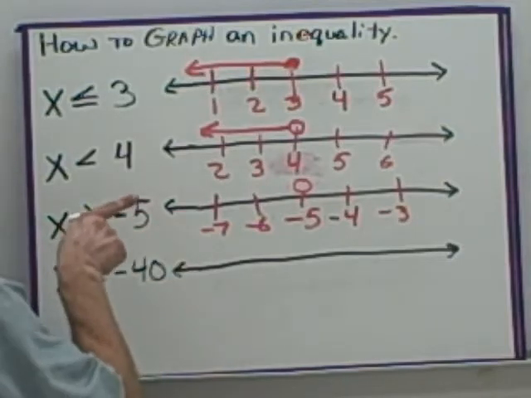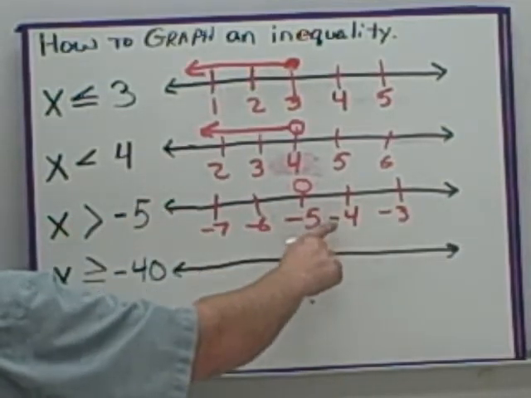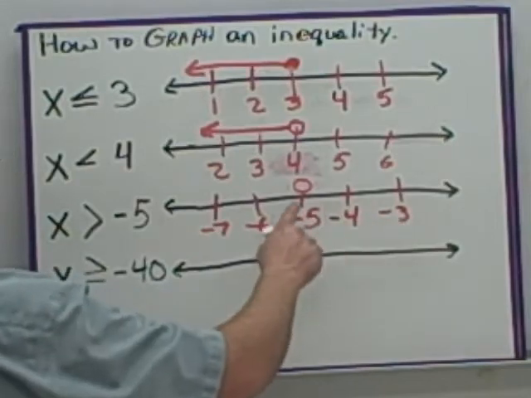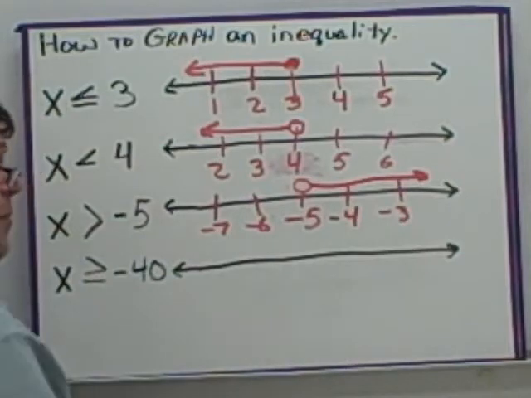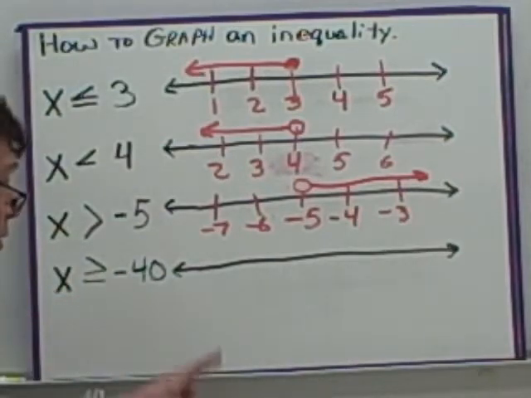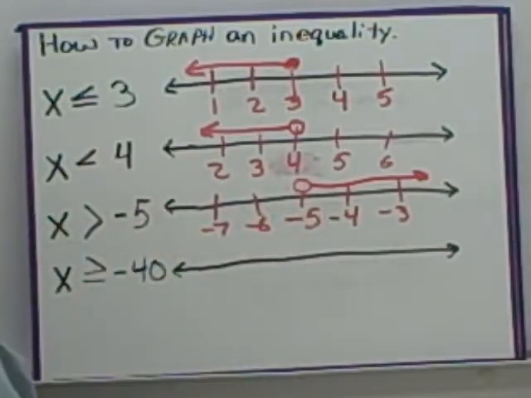And greater than means we are going to go in that direction. Negative 4 is greater than negative 5. Negative 3 is greater than negative 5. And if I keep going this direction, I am going to hit the positive numbers, and every positive number is greater than any negative number. So we are going to go in that direction.